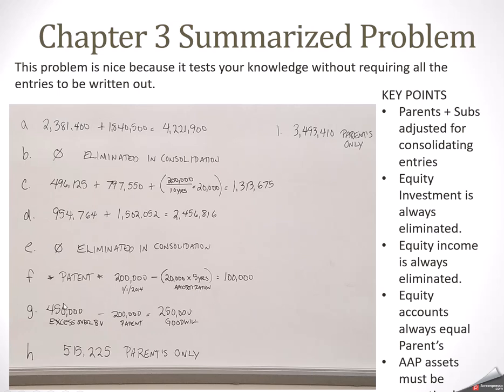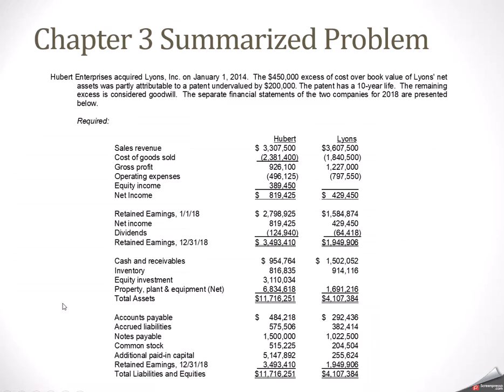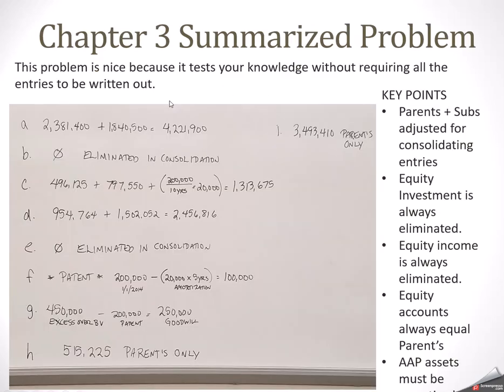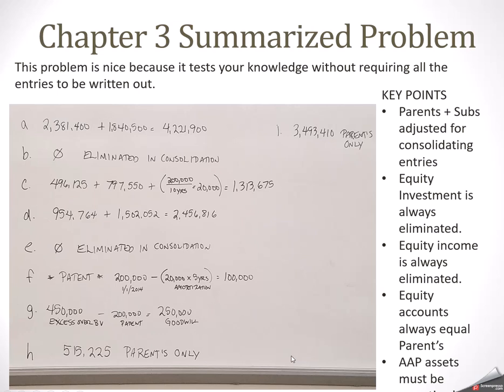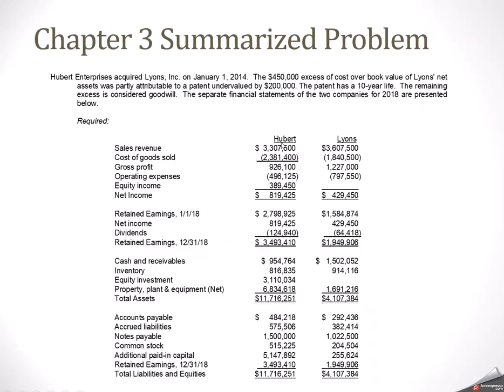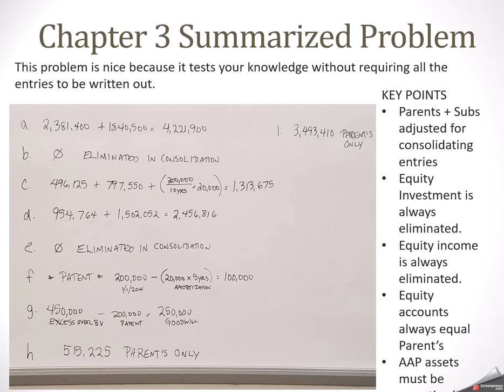Then our goodwill is we paid $450,000 excess dollars, so here it tells us that. And of that, $200,000 went to the patent, and then the rest went to goodwill. So then that would be $250,000 in goodwill. And then H is our common stock. So remember, our common stock, our paid-in capital, and our retained earnings, all of those are going to equal the parent's. So again, we don't have to do any math to it. We just know it equals the parent's. And then that's the same. And then I is the retained earnings. And again, that's going to equal the parent's.